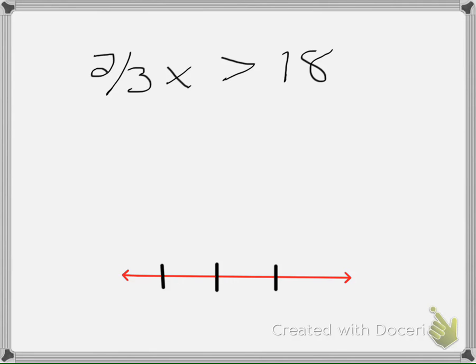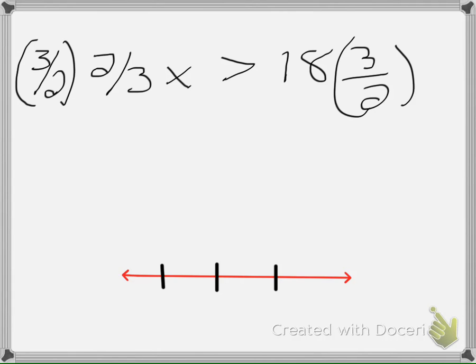Okay, again I have to multiply by the reciprocal on both sides. Okay, any fraction times its reciprocal is 1, and 1 times x is x. I'm going to put a 1 under here.